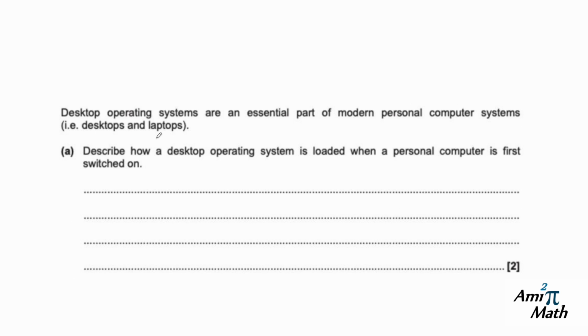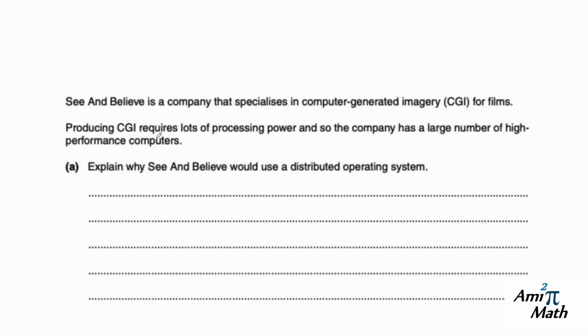Desktop operating systems are an essential part of modern personal computer systems, such as desktops and laptops. Describe how a desktop operating system is loaded when a personal computer is first switched on. So the BIOS is loaded, which loads up the operating system.